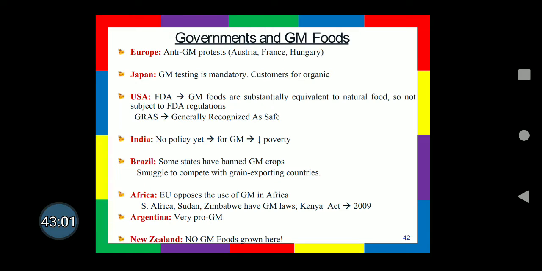Brazil. Some states have banned GM crops smuggled in to compete with the grain exporting countries. Africa. Europe opposes the use of genetically modified food. South Africa, Sudan, Zimbabwe have GM laws. Kenya Act 2009. Argentina is very much pro for the GM. New Zealand: no GM food grown here.